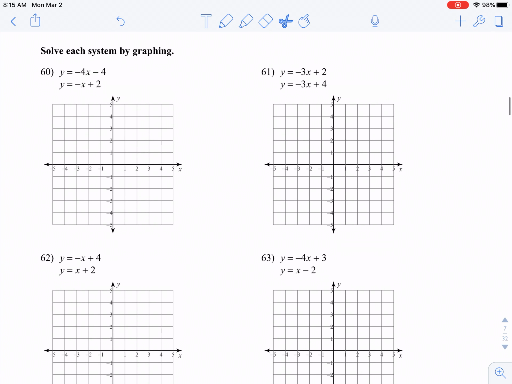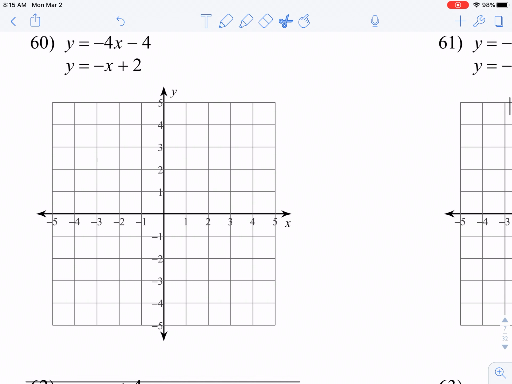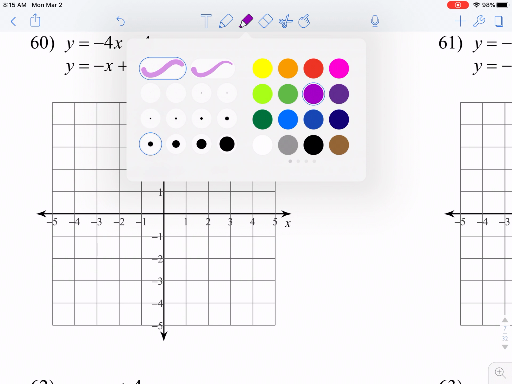Moving on to the next page, you've got problems 60, 61, 62, and 63. These are called systems of equations. The first thing you're going to do is graph both of the equations onto the graph. So -4, we're going to start with just this one here.